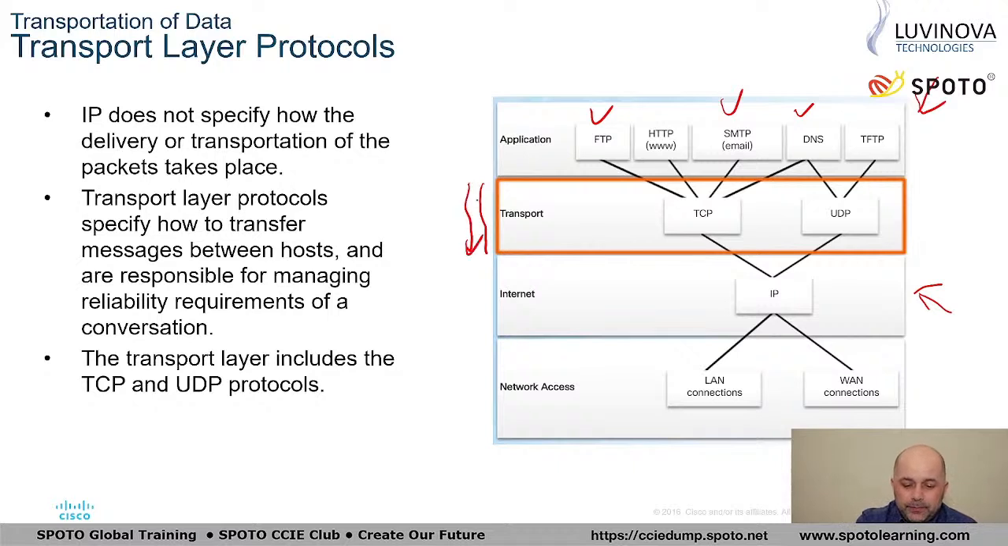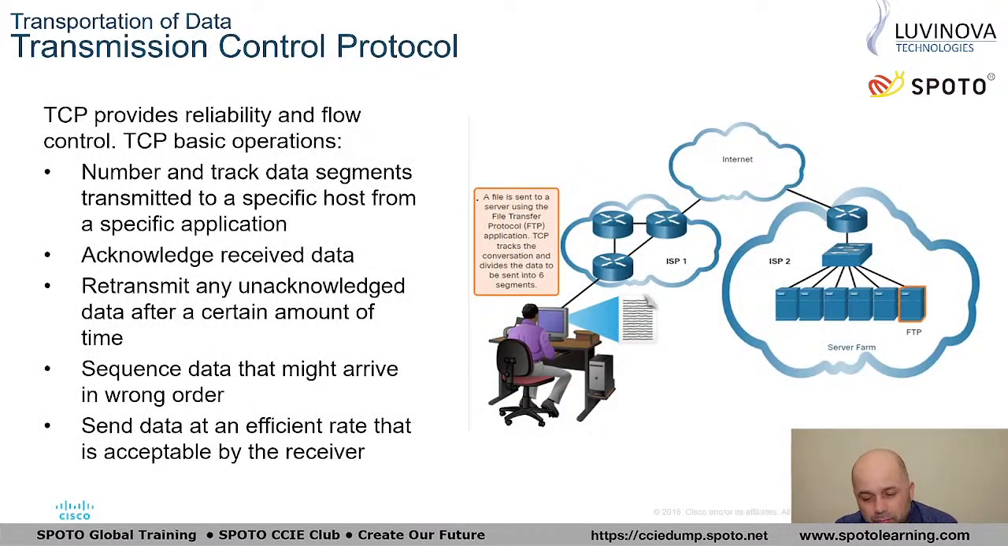Here, the bottom layer, TCP and UDP. Let's talk about those two protocols and compare them. Transmission Control Protocol provides reliability and flow control. It's very important to see that this is the major difference between those two protocols, and each of them is used in a different way and by different services. The major function of TCP is to provide reliability and flow control.